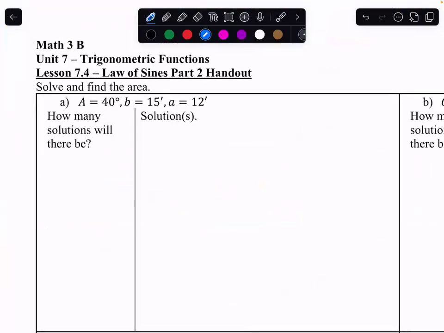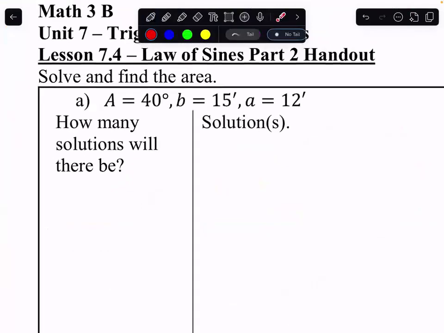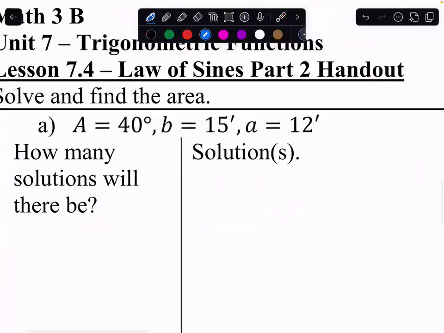Okay, so here we're asked to solve and find the area. Notice we're given two sides, the angle that's not between them, and that angle is acute. So we do need to do our flow chart for this problem.